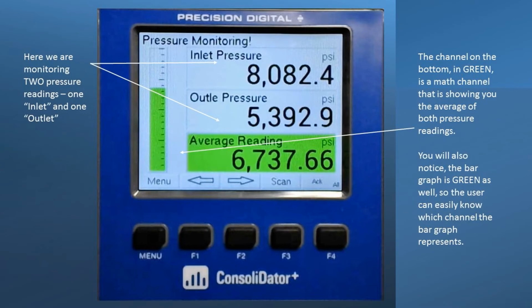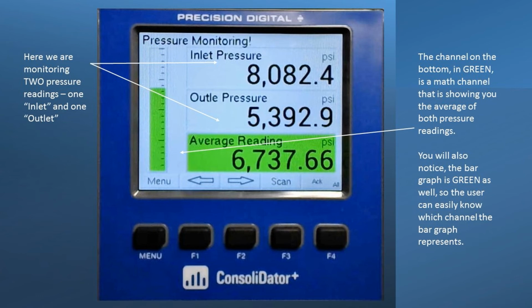The first screen we're going to take a look at is our basic pressure monitoring screen. And so what we have here is we're looking at an inlet and an outlet pressure, and we're also looking at the average reading right down here in the green. So I have that in green, and also the bar graph corresponds to that average reading channel. So the inlet and the outlet pressure are being read, but we're not seeing a bar graph for those. We only care about the average reading.